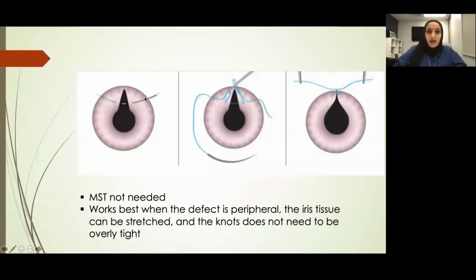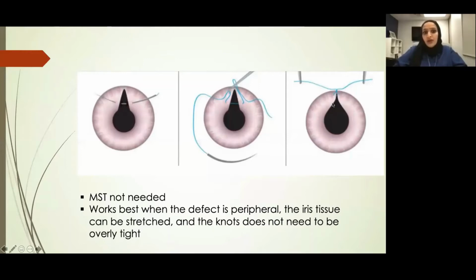Okay, so here you can see the 10-0 needle. This is a curved needle engaging the proximal iris and the distal iris going out. And then an additional paracentesis is created here, pulling both ends. It's at 90 degrees to the suture that we have placed, tying the knot outside the anterior chamber and then repositioning the iris and the knot back inward.